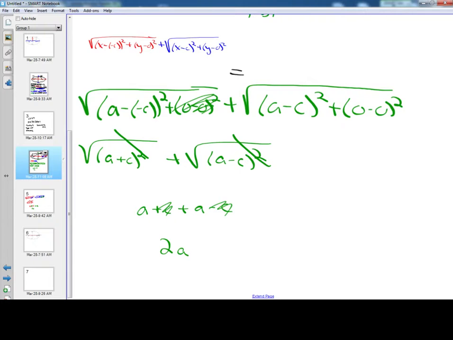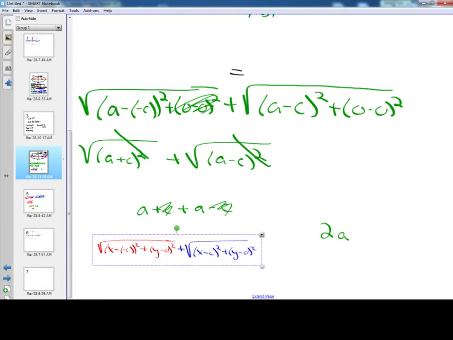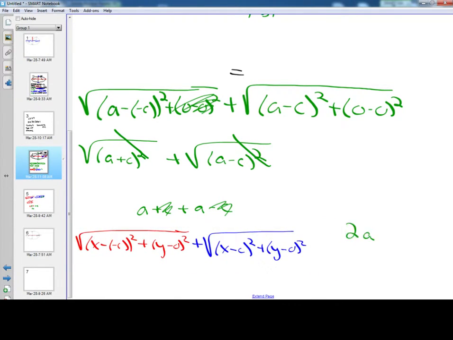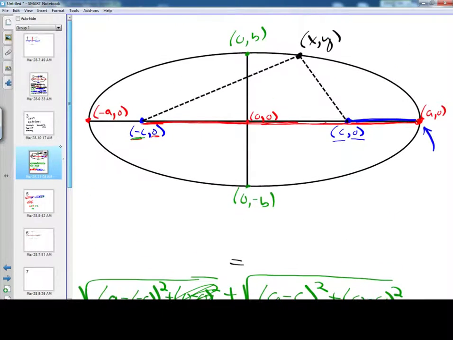So we're saying that this first part that we created is also equal to 2a. So I'm going to take this formula that we started with, the very first part, and set that equal to 2a, because all I did was simplify the other part. Does that make sense?